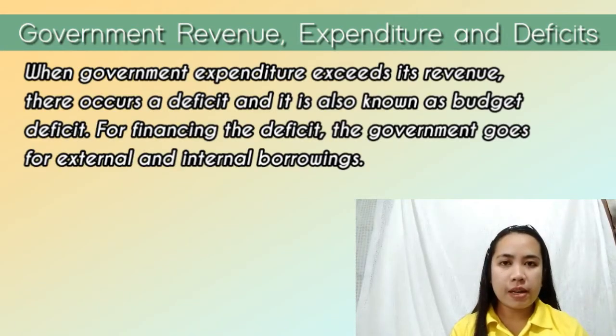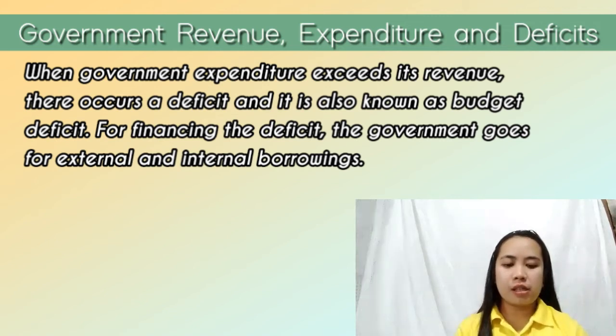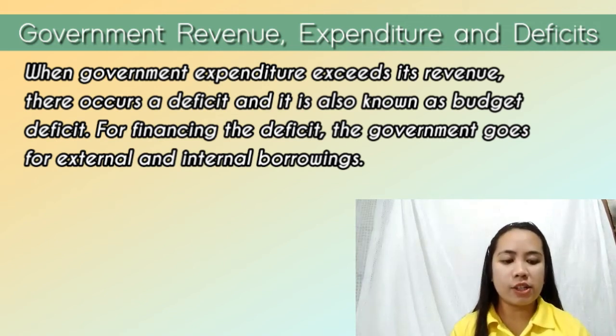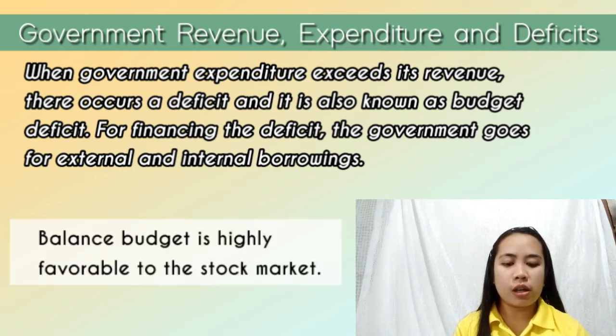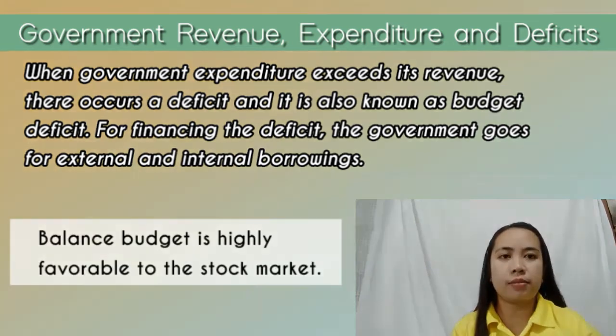However, when government expenditure exceeds its revenue, there occurs a deficit, also known as a budget deficit. For financing the deficit, the government goes for external and internal borrowings. Thus, a deficit budget may lead to a high rate of inflation and adversely affect the cost of production, and a surplus budget may result in deflation. A balanced budget is highly favorable to the stock market.